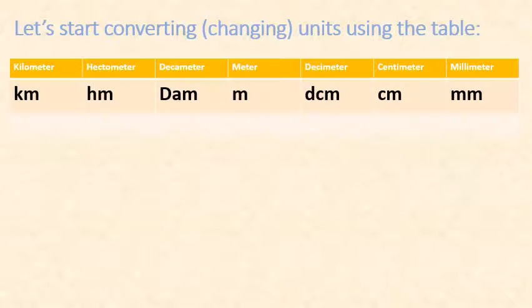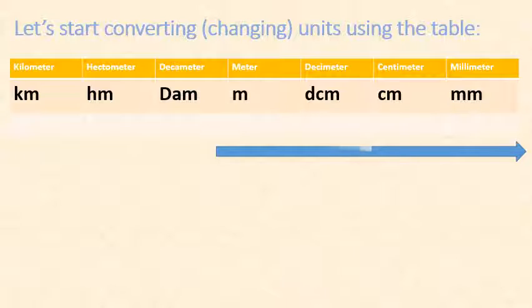The word converting that you can see here means changing. So let's change the units using the table. As you can see in the table, the word kilometer means km. Hectometers, we write the abbreviation for it as hm. Decameters, dam. Meters, m. Decimeters, dcm. Centimeters, cm. And millimeters, mm.